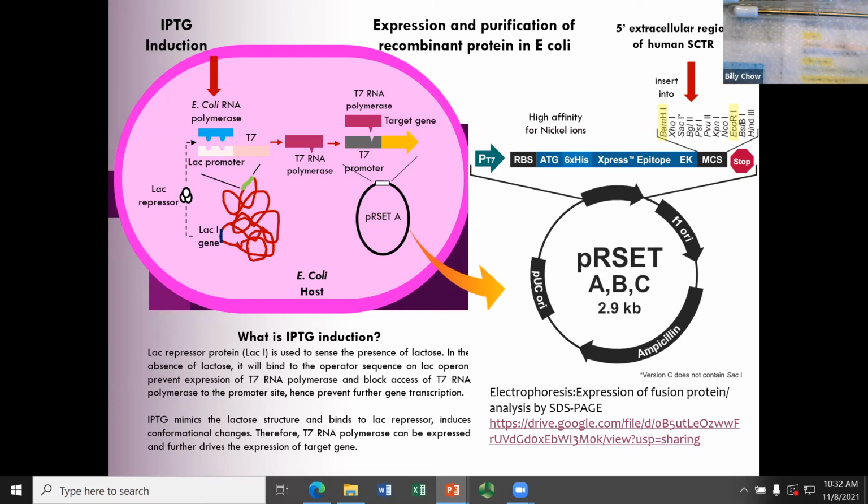So by putting IPTG into the culture during the mid-log phase, you induce expression of T7 RNA polymerase, which will interact with the promoter to drive the expression of the target gene. So this is an inducible system that is normally used in all bacterial systems to produce recombinant proteins. Is that clear? Good.